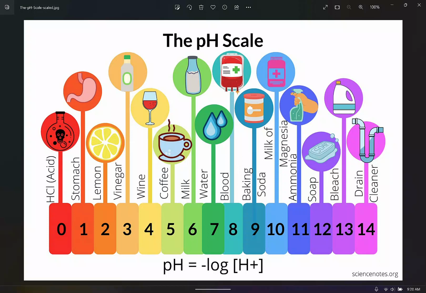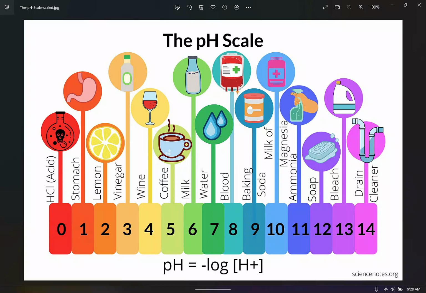As you get towards the middle, you get into wine and coffee. Right around the center, milk is slightly acidic. That's the lactic acid that's sometimes in there. And then as you move up, blood is slightly basic. It's usually around a 7.4. And we get more and more basic.